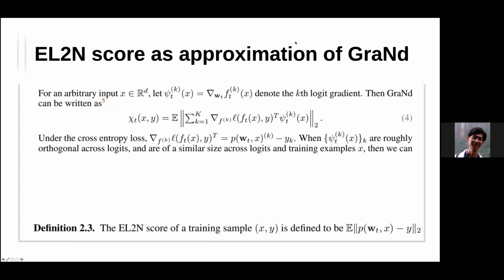And Dr. Xiaoyan, do you have any questions for this formula? I'm also trying to understand. Personally, I feel their assumption is weird when they assume this part is orthogonal.